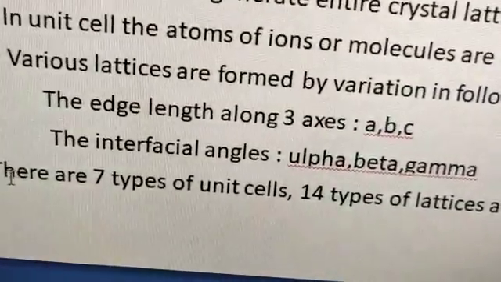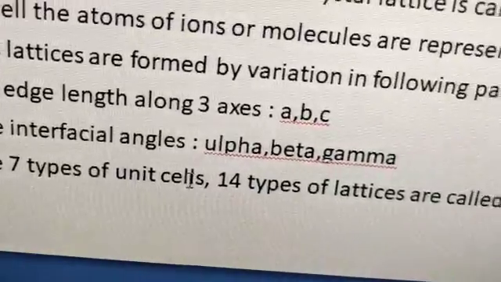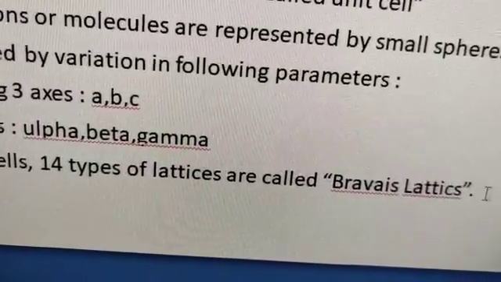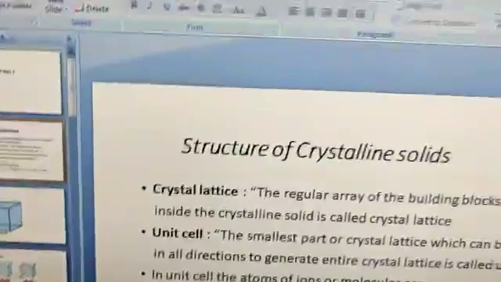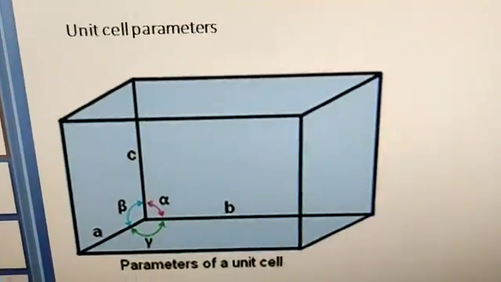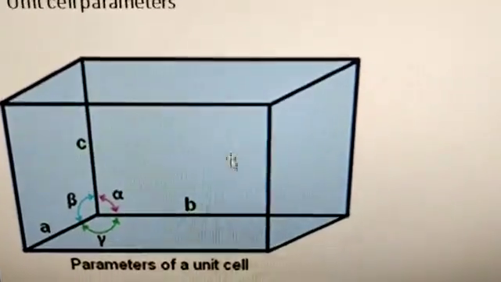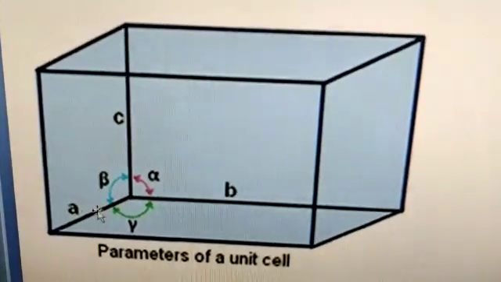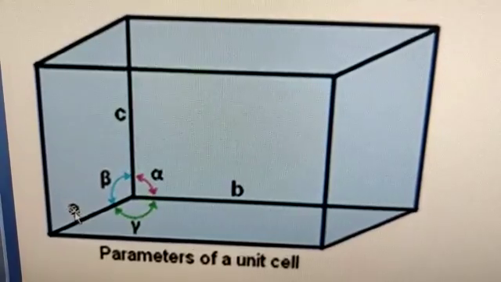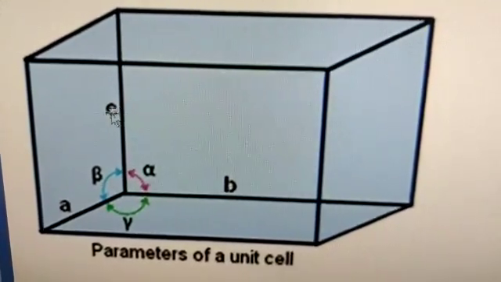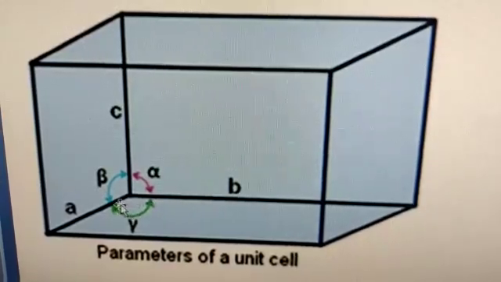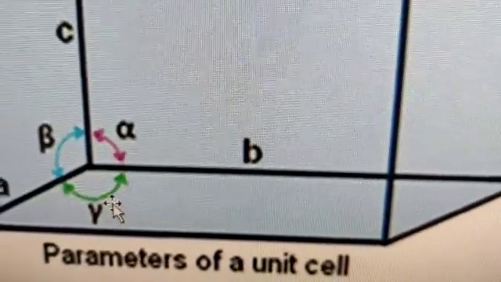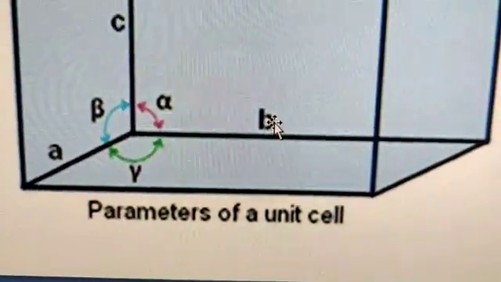Now see here, there are 7 types of unit cells and 14 types of lattices, and these 14 types of lattices are known as the Bravais lattices. Clear up to this? Now see the unit cell parameters, means from which parts the unit cell can be made. You have seen already, these are the edge lengths along the axes A, B and C, means these all are the edges of the unit cell, and the angles, that is alpha, beta and gamma. These are the parameters of the unit cell.